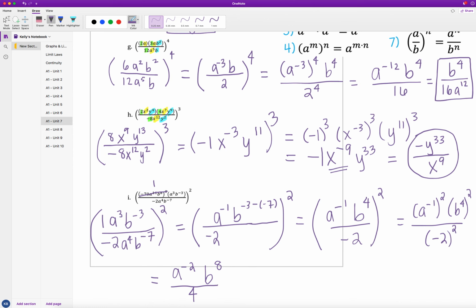Now that we've simplified it as much as we can, I can't combine the a and the b's because they're different bases. The last thing left to do is rewrite any negative exponents. So the a to the -2nd will move down to the denominator and we'll end up with b to the 8th over 4a to the 2nd. And that will be our final answer for example I.